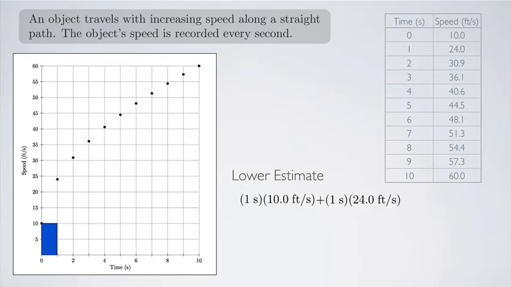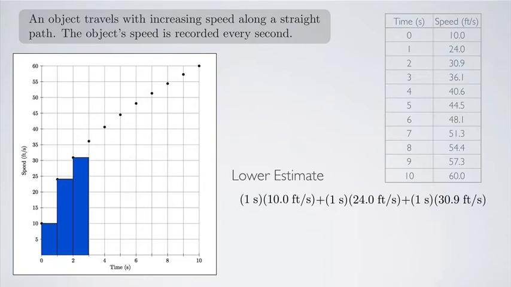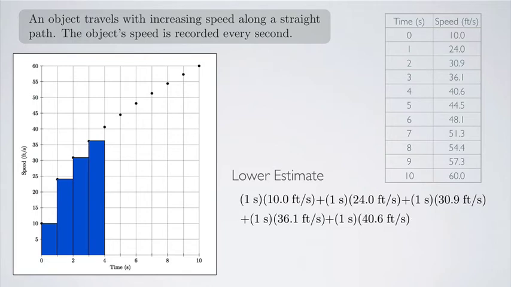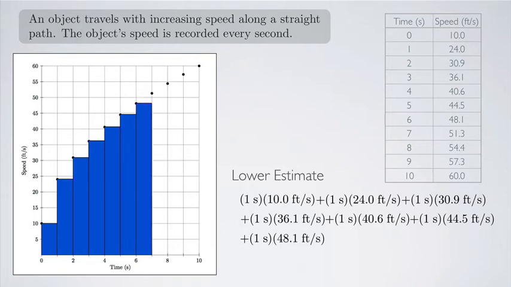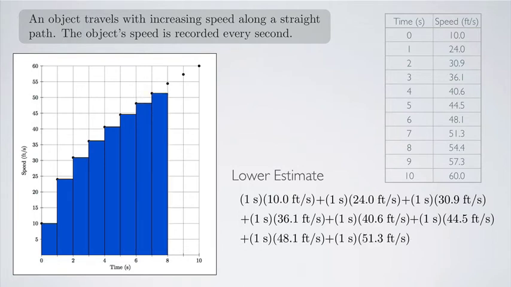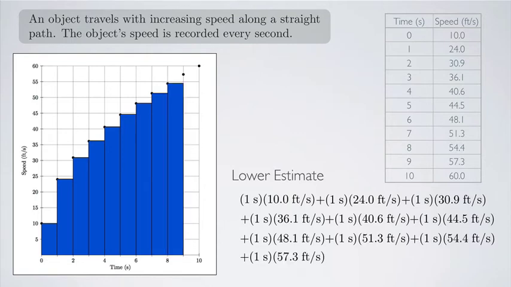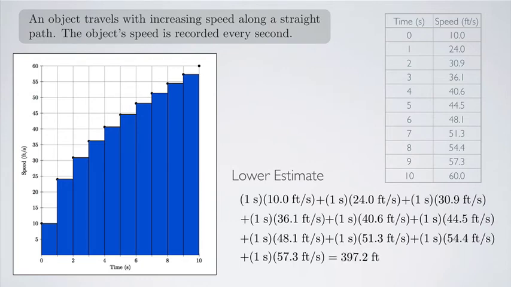Next, we have 24 feet per second, that's this rectangle, 30.9 feet per second, that's this rectangle, 36.1, that's this one, 40.6, that's this rectangle, 44.5, that's this rectangle, 48.1, that's this rectangle, 51.3, that's this rectangle, 54.4 gives me this rectangle, and finally 57.3 gives me this rectangle. And when I calculate this, I get a lower estimate of 397.2 feet.